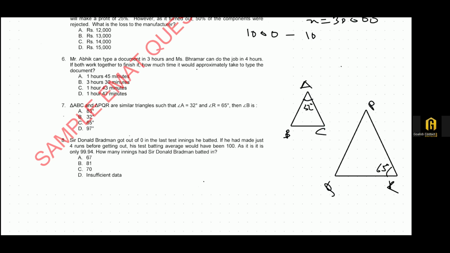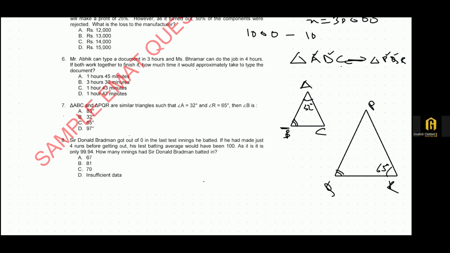So when somebody says two triangles are similar, it is written as triangle ABC is similar to triangle PQR. If two triangles are similar, that means angle A will be equal to angle P, angle B will be equal to angle Q, and angle C will be equal to angle R. This is the property of similar triangles.